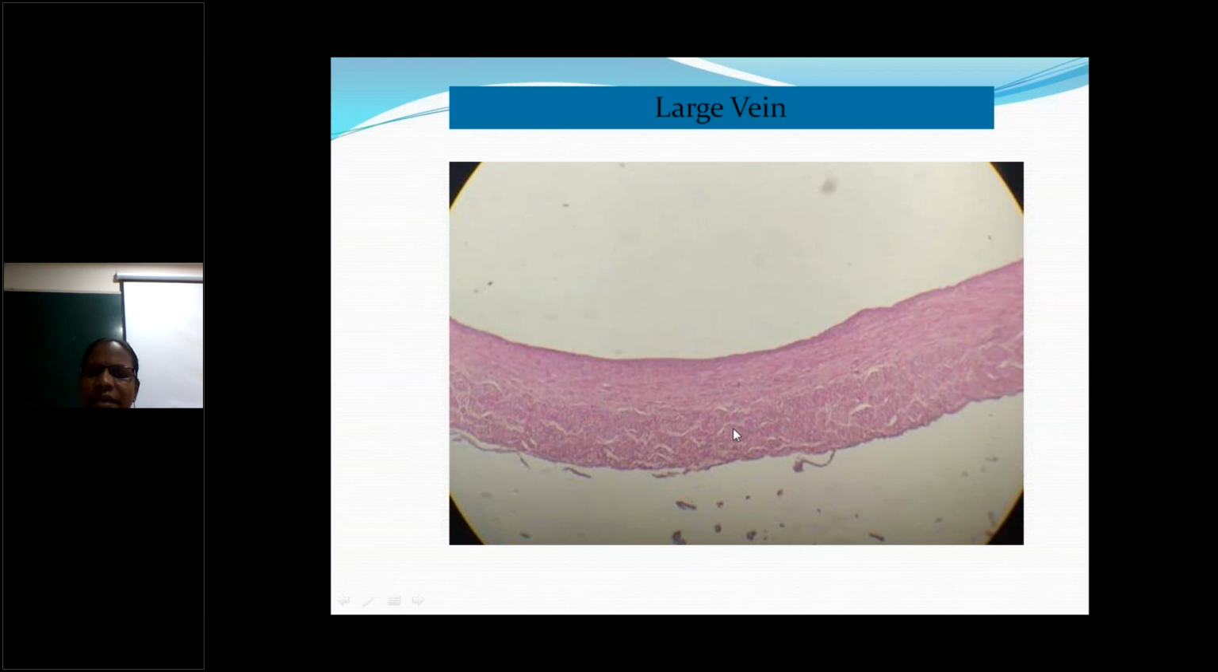It contains bundles of longitudinal smooth muscle fibers. See, pink color circles or pink color stone-like appearance are present. These pink stone-like structures are bundles of longitudinal smooth muscle fibers present in the tunica adventitia. Tunica adventitia is more in amount. By seeing the bundles of longitudinal smooth muscle fibers, you can infer that the slide is the large vein slide.